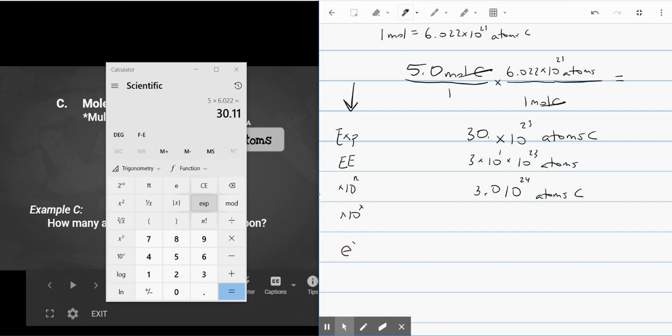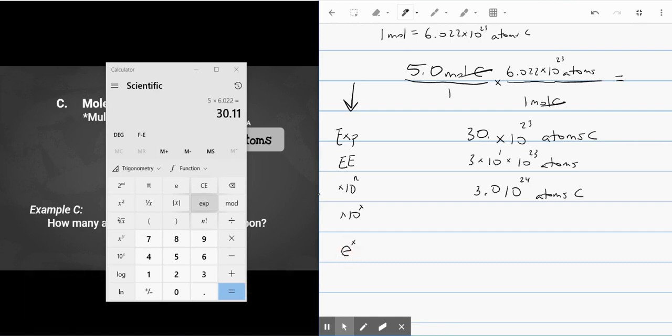Make sure you're using this button. E to the X, sometimes math teachers will tell you to use that for scientific notation. That is the inverse of the natural log. That is not what we want. So find the button on your calculator for exponents. Okay, and let's try this one out and see if we get the same answer.